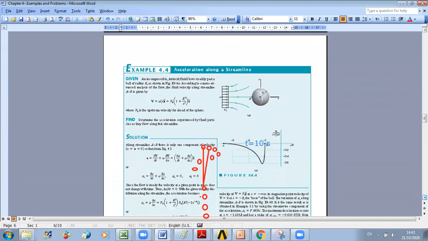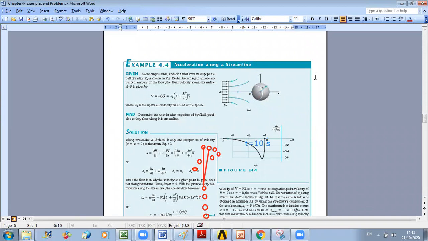Now we will do a problem on another idea, which is acceleration along a streamline. These are the two main ideas of this chapter: how to find streamlines, path lines, and streak lines, and how to calculate the acceleration or, if you want, any gradient.